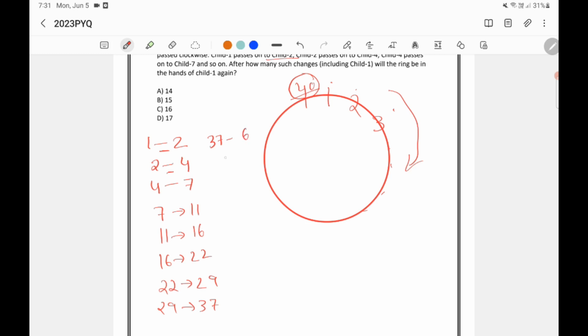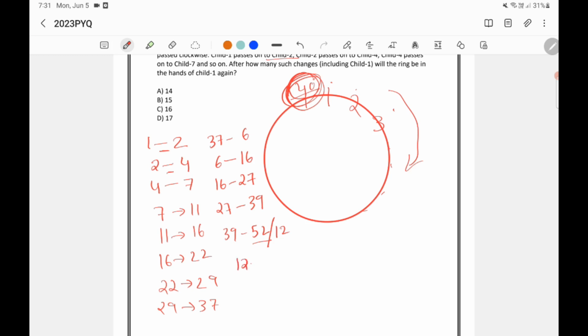Now we need to add 10. So from 6 to 16, then 16 add 11 is 27, then 27 to 39 by adding 12. Now we need to add 13. So 39 plus 13 is 52. But we know that only 40 students are there. So 52 means it will be the 12th student, because after 40 again 1, 2, 3 will start. So this is the 12th student.